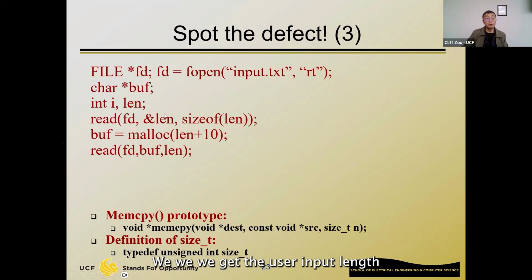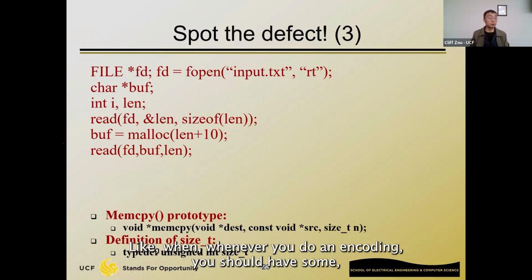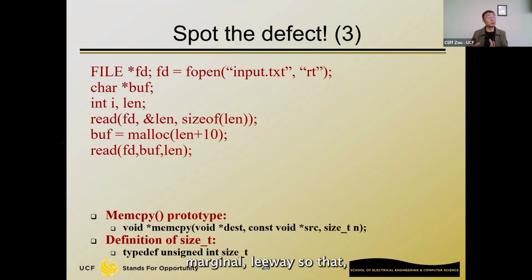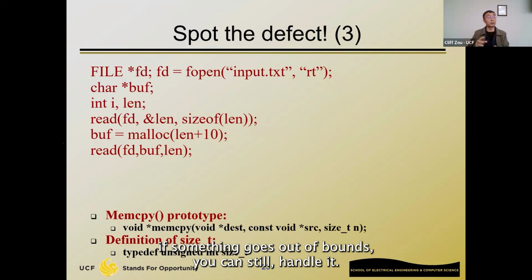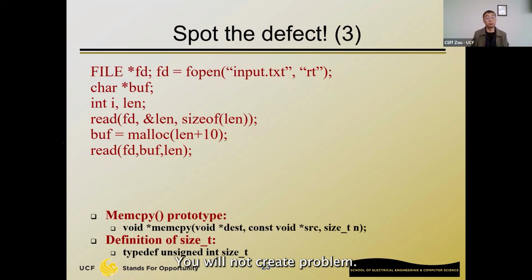We get the user input length, like a user input like 100. Then we create a buffer. We create a dynamically allocated memory that is 10 bytes larger than the length the user intended. This plus 10 bytes is very common. Whenever you do any coding, you should add some marginal leeway so that if something goes out of bound, you can still handle it. You will not create a problem.